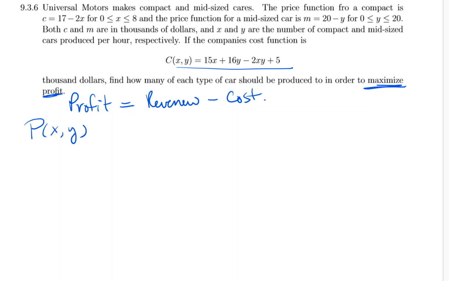Now I flat out give you the cost function, so I know I'm going to be subtracting that at the end here. But what I need to figure out now is what's my revenue. So we notice the price for a compact is the following, and the price for a midsize is the following. If we have the price, it's very easy to figure out the revenue, because the amount of money you make should be just the price you charge for the object times the number that you sell. So it's very simple. It's just going to be the price I charge for my compact cars times the number of compact cars I sell, plus the price I charge for my midsize cars times the number that I sell.